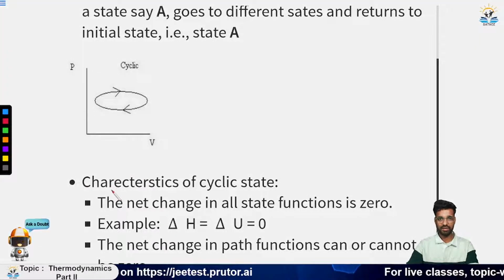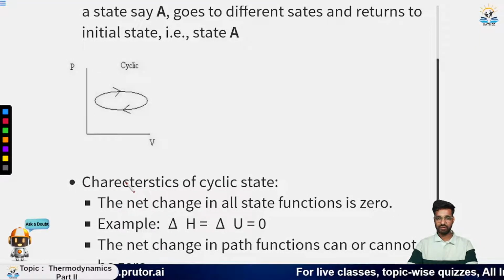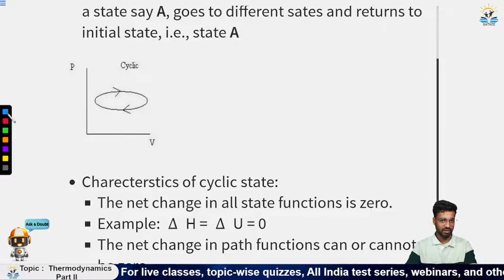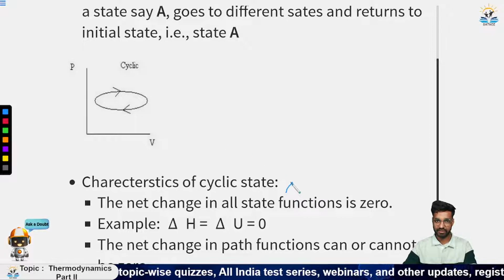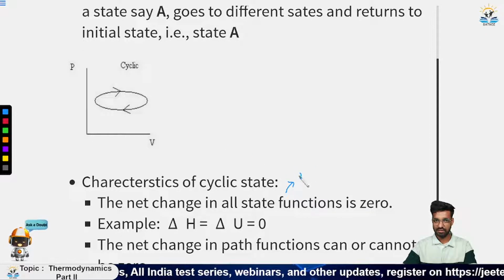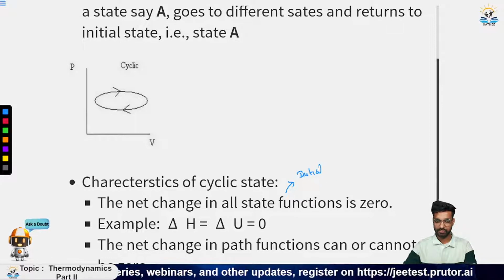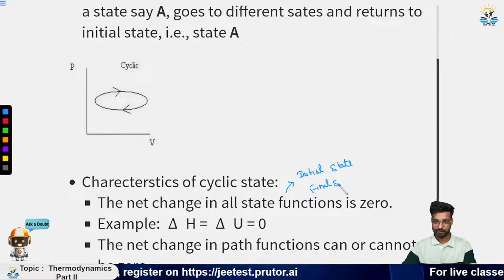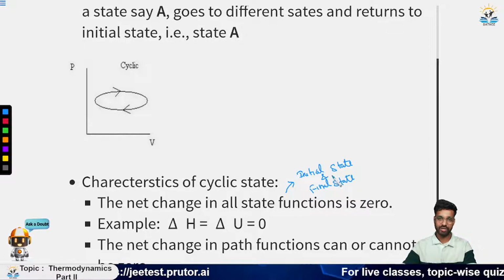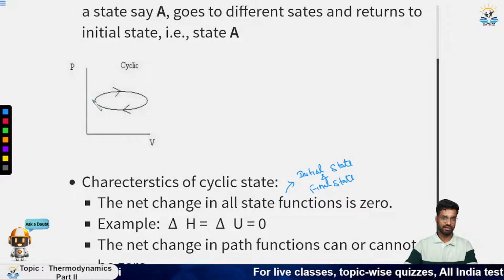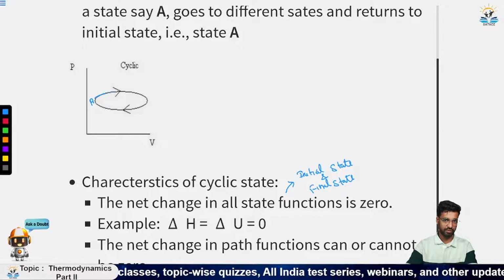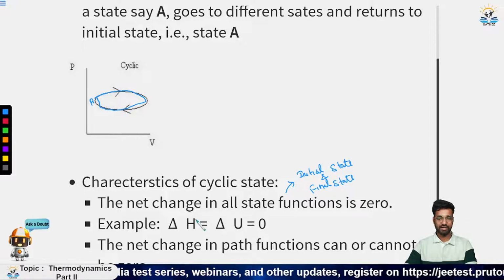The first characteristic is that the net change in a state function is always zero. So what is a state function? We have studied it earlier also. A state function is something which depends only on the initial and final state. What does it mean? If we have to calculate the change in this process that is going one round, so we are considering only one round from here to here, then suppose we have to calculate delta H, which is enthalpy.